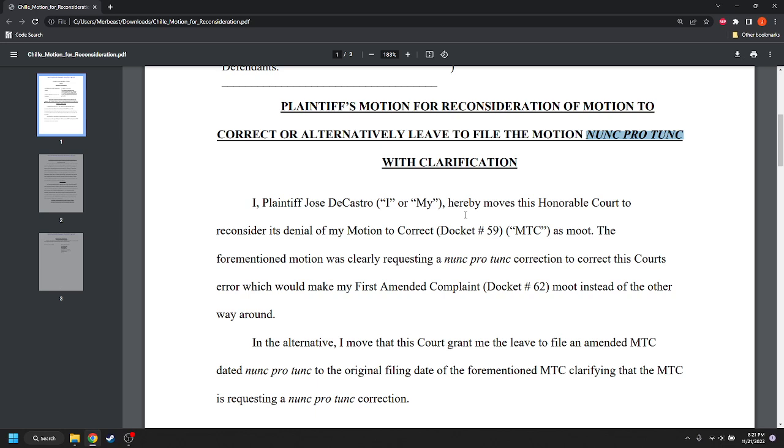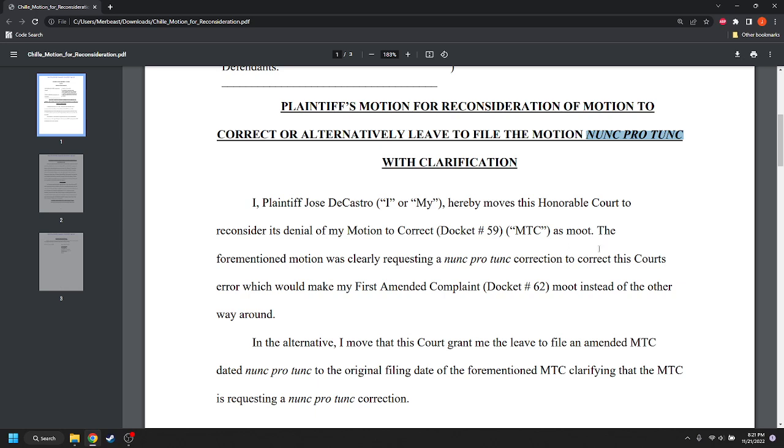And so the court mooted his request. Essentially, it was a request to dismiss. The court said, your request to dismiss is moot because you have once again voluntarily submitted to the jurisdiction of this court. So obviously you don't want to leave. The aforementioned motion, and I don't know why he says aforementioned, was clearly requesting a nunc pro tunc correction to correct this court's error, which would make my first amended complaint moot instead of the other way around.